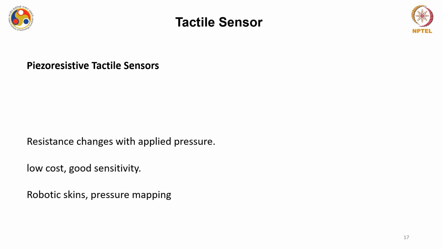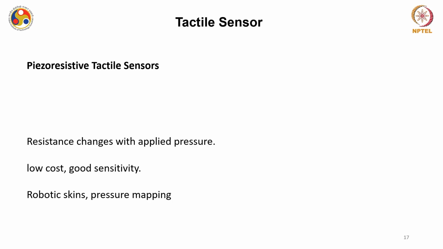Then you have the piezoresistive tactile sensor, where the resistance changes with the applied pressure, but here the material is piezoresistive in nature. It has a natural tendency to change its resistance, so you will find a lot of sensors with the piezoresistive phenomena in the market. They are also low cost devices and have decent sensitivity. So mostly it is used for low cost robotic skin development and for pressure mapping kinds of applications.